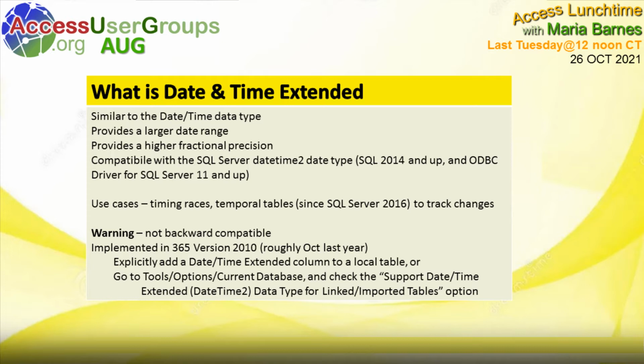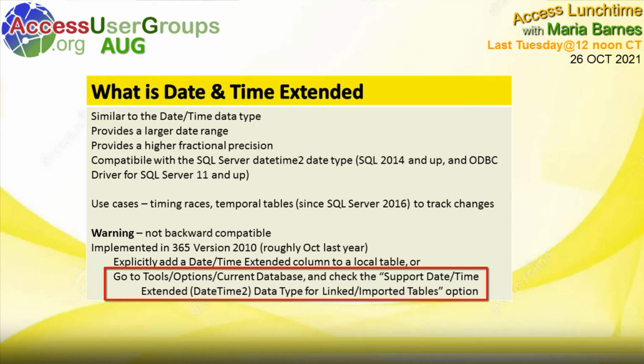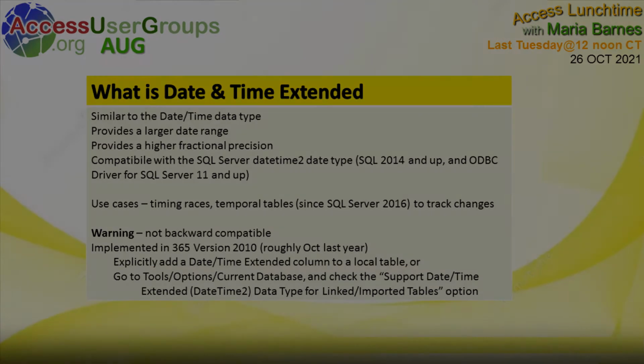And the 2 things that you do here to add this is to explicitly add a date time extended column to a local table, or if you go to Tools, Options, Current Database, and you check the Support Date Time Extended, Date Time 2, this whole big long option. It's at the very bottom. There's 2 options at the very bottom of the current database section, and that is there.